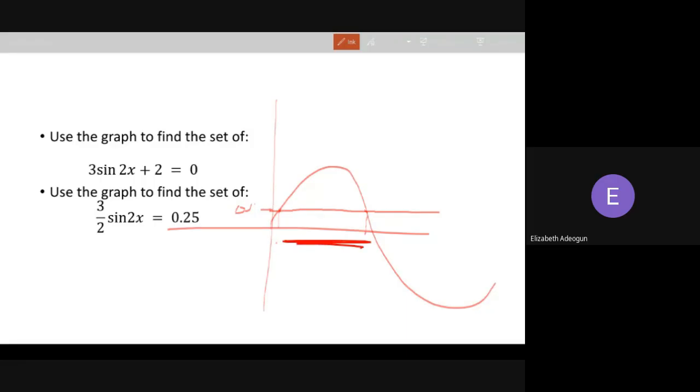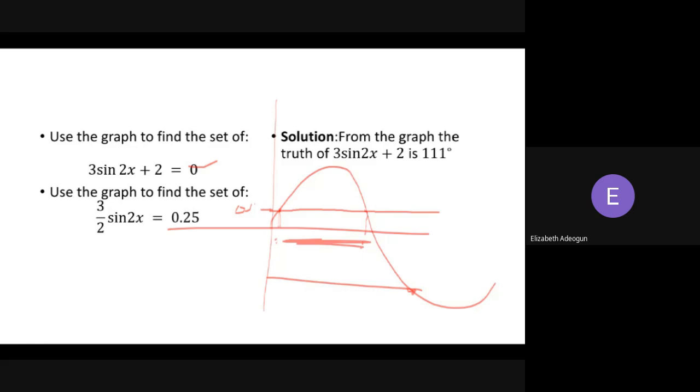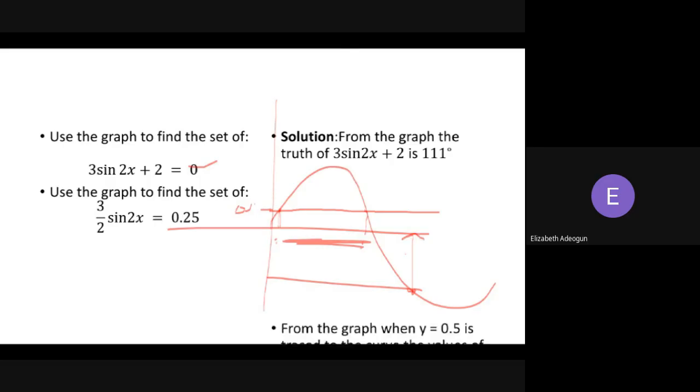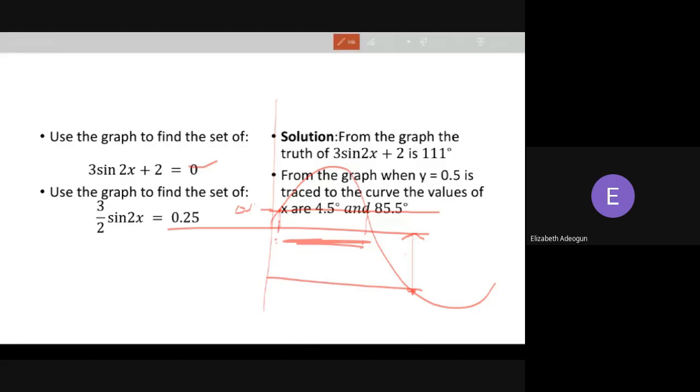So for this, we have 2 values. For the first one, it only touches the graph at 1 point, so we just have 1 value. But for the second one, we'll have 2 values of x. So for the first one, what we got is 111 degrees. If you trace it this way, that value is 111, or within that range. And for the second one, when you trace it at this point, this is your 4.5, and at this point, this is your 85.5. So it falls within this range.